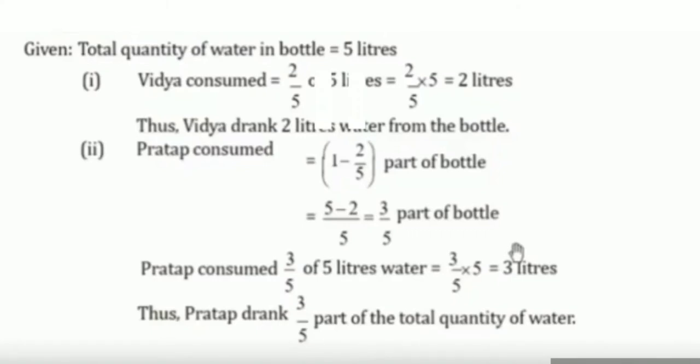And Pratap, how much? Pratap consumed 1 minus 2 upon 5 part of the bottle. So 1 into 5 is 5, 5 minus 2 upon 5. It will come 3 upon 5 part of the bottle. So Pratap consumed 3 upon 5 of 5 liters of water. So 3 upon 5 into 5. So 5 and 5 are cancelled. What is left? 3 liters. Means Pratap drank 3 upon 5 part of the total quantity of water.